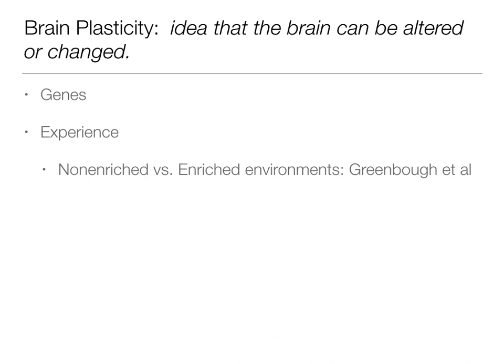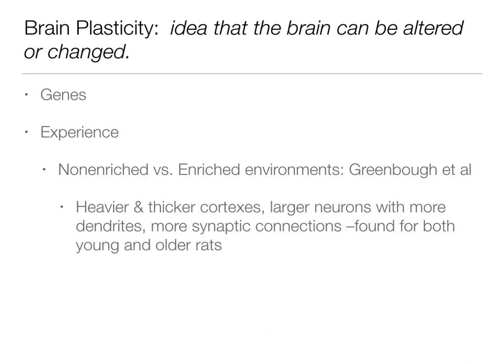What they found, for both younger and older rats, is that the rats in those enriched environments had heavier, thicker cortexes. They had larger neurons, which means they were healthier. And those neurons had more dendrites. Because they had more dendrites, they could make more synaptic connections with others. Again, this was found for both the younger and the older rats. So this is, again, the idea that our experience can change our brain.